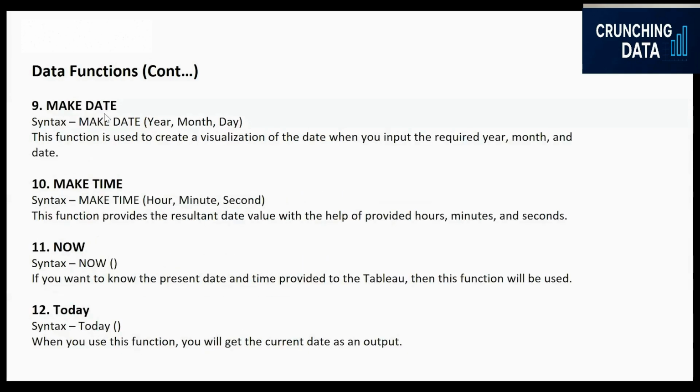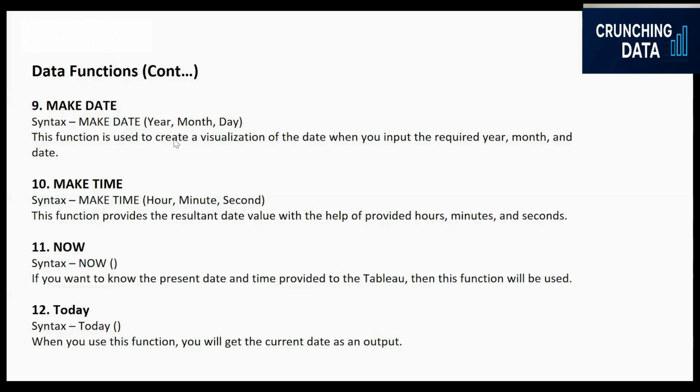Then we have the make date function. The make date function is basically used when you want to provide the year, month, and day, and have it make a date out of them. So we know that whenever we want to create any date, the three important things are the day, the month, and the year, with the help of which a date is formed. These are the basic elements of a date.